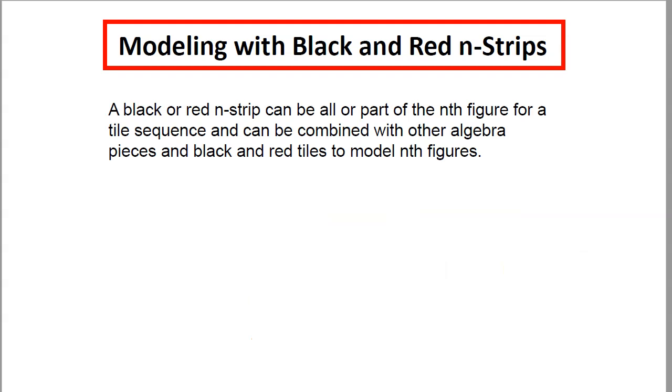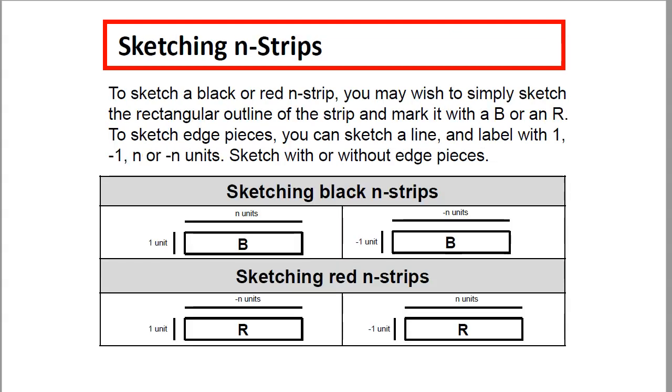A black or a red n strip can be used as all or part of the nth figure of a tile sequence and can be combined with other algebra pieces in black and red tiles to model nth figures. To sketch these strips, you can simply sketch the rectangular outline and mark it with a B or a red. And to sketch the edge pieces, you can sketch a line and mark them with 1, -1, n, or -n units. And you can sketch with or without edge pieces. And you can see some illustrations there.